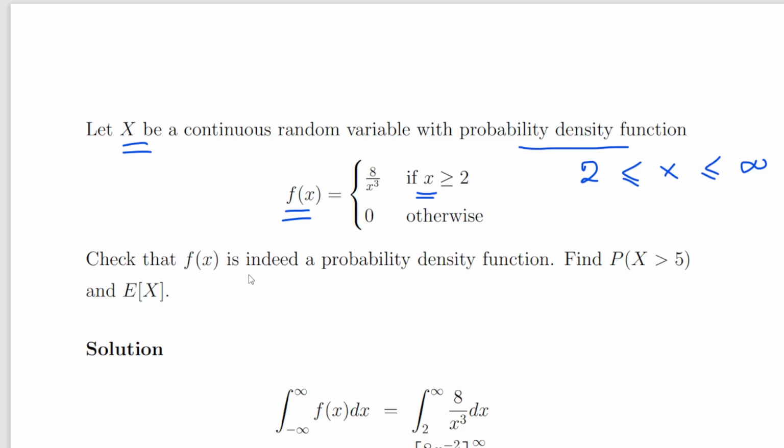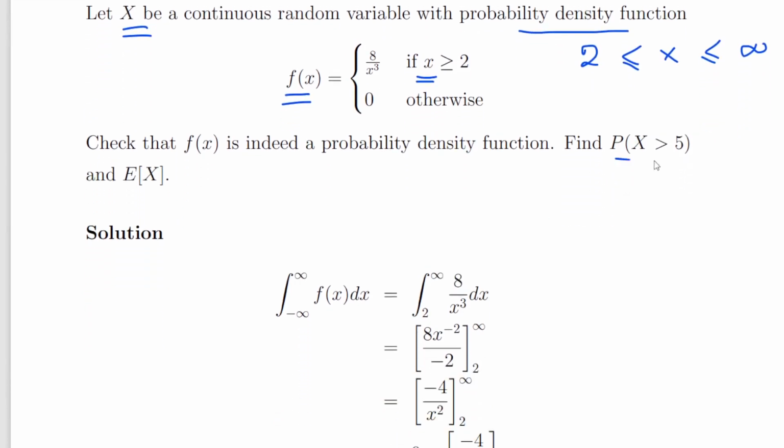Check that f of x is indeed a probability density function, and then find the probability of x greater than 5 and then the expected value of x. So essentially this is the key thing here. The integral from minus infinity to infinity of f of x dx, that should equal 1. And again, you can disregard anything outside the interval 2 to infinity.